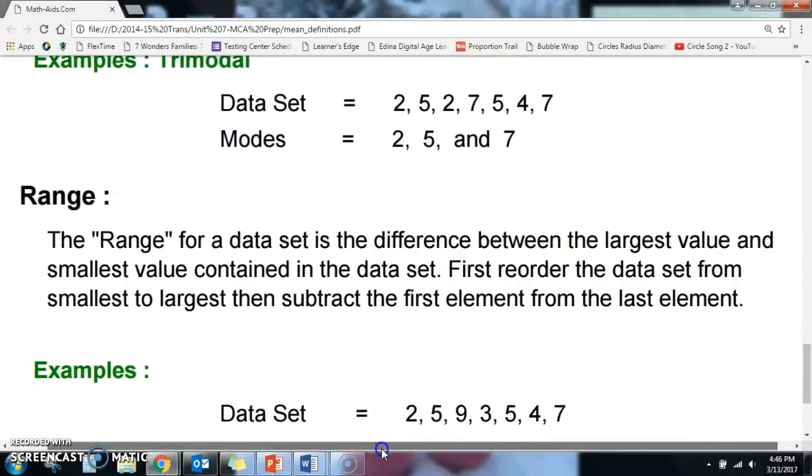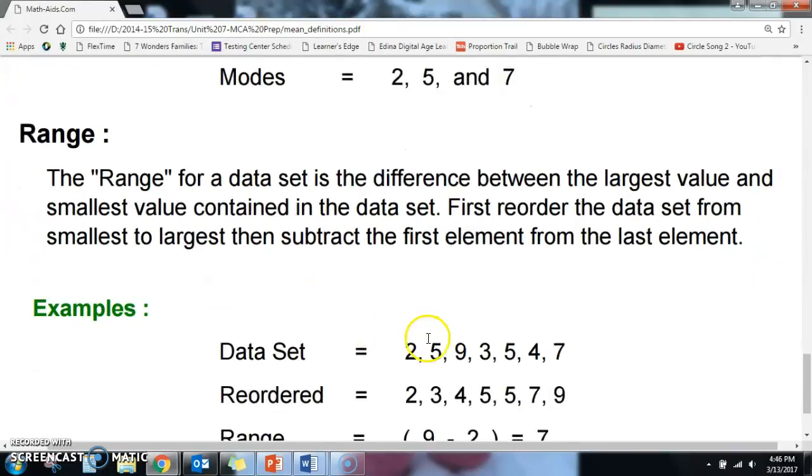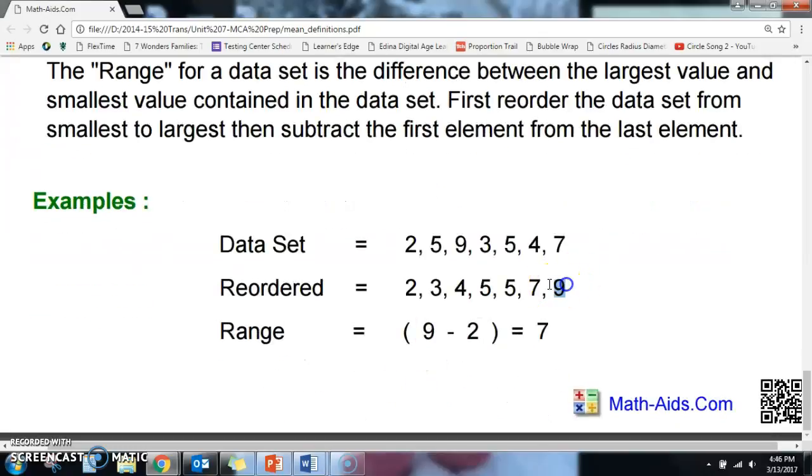All right, the last one is range, and the range is just the difference between the largest number and the smallest number, okay? So if we're looking at our same example here from the beginning, it's helpful if you can put them in order from least to greatest, because then it's very obvious that 9 is the biggest and 2 is the smallest. So that would have a range of 7. You're just subtracting 9 minus 2.